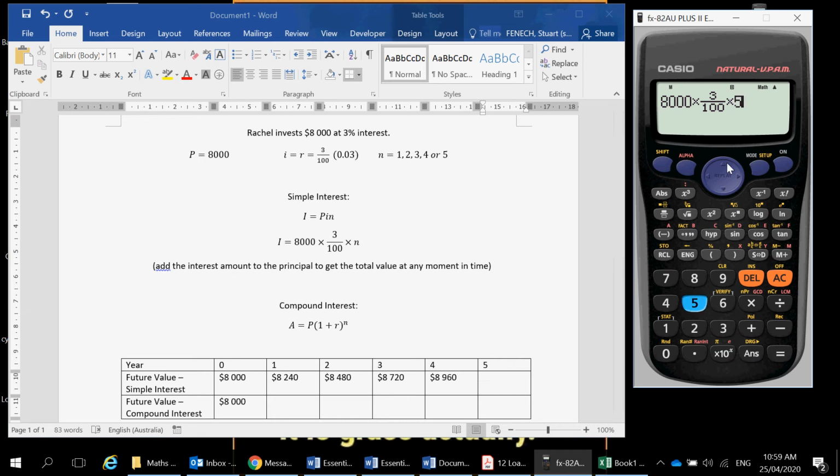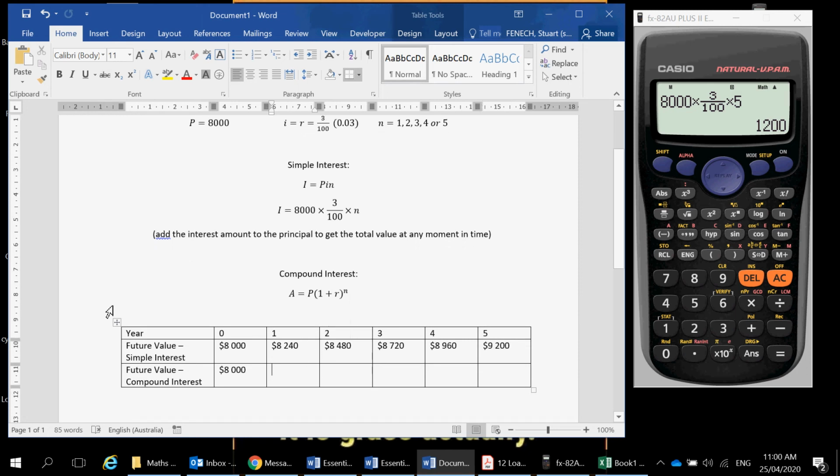Go backwards again, change it to 5. After 5 years, you would have got a total of $1,200 in interest. So that's 9,200 is the value of your investment. The value of your investment at any time is the amount you put in plus the interest you've earned. Remember that.